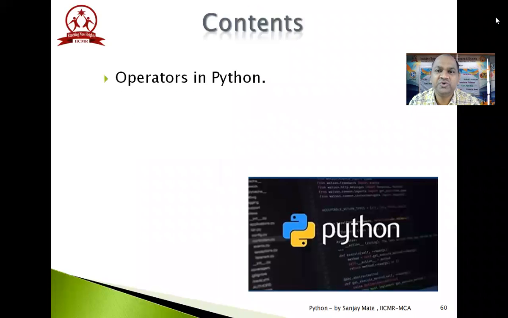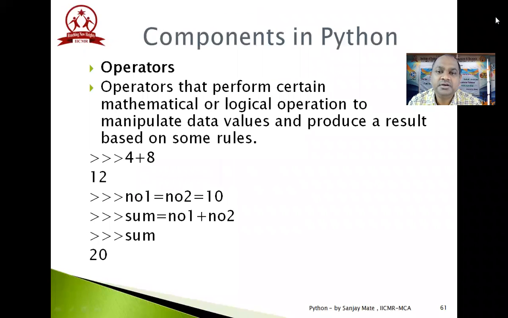In this video, we are going to see what are the operators available in Python. So first of all, let's see what is an operator. An operator can perform certain mathematical or logical operations to manipulate the data values and produce a result based on some rules. Generally, whenever you are saying operator, it comes with the operand.